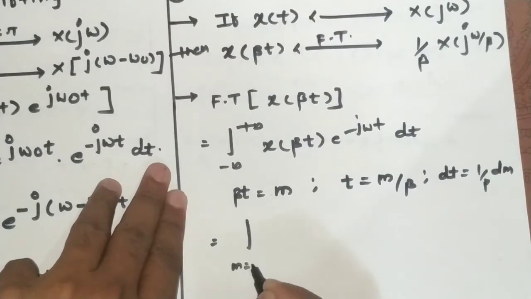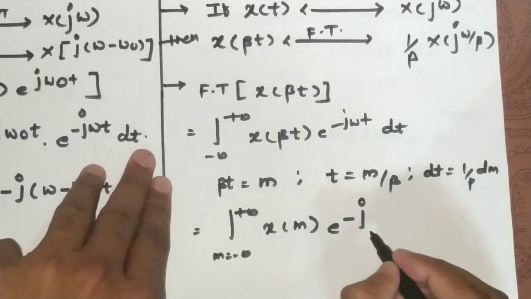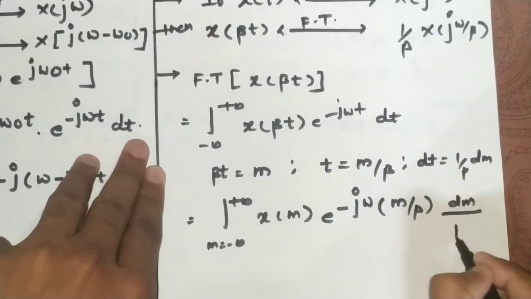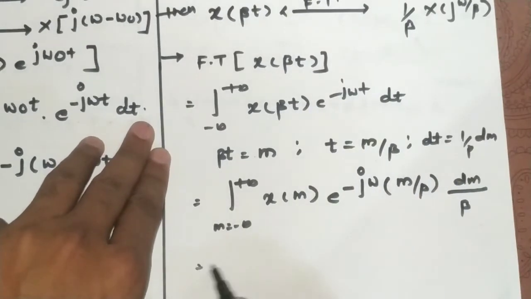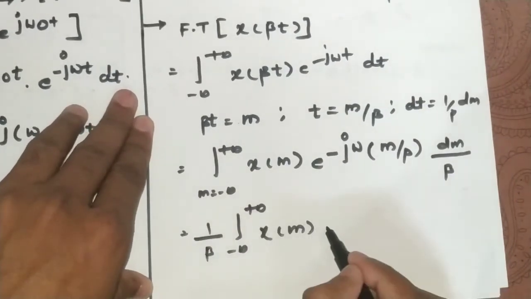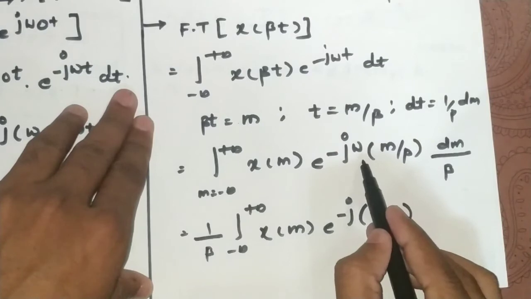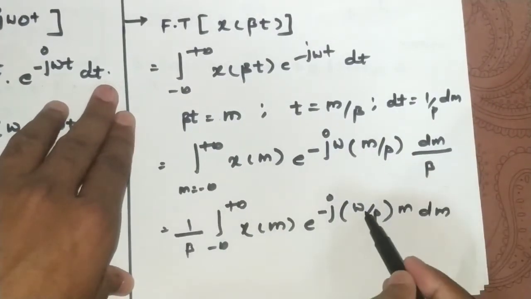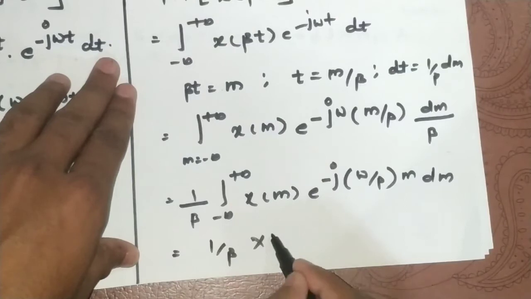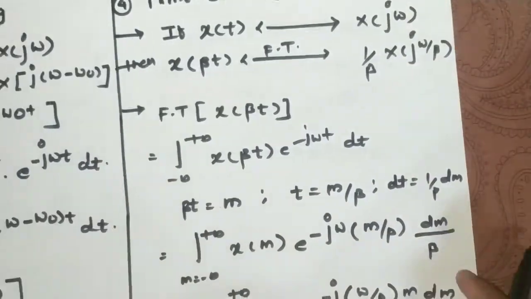Now this is an integration with respect to m, this will be x of m, e raised to minus j omega, in place of t we will write m by beta, into, in place of dt we will write dm by beta. This beta is a constant, so we take it out, so this becomes 1 by beta, the integration of x of m into e raised to minus j, I am just making the adjustment, omega by beta, dividing by beta here, m into dm. Now see, if it were omega it would be x of j omega, but this is omega divided by beta, so definitely this becomes x of j omega by beta. That is known as the time scaling property.